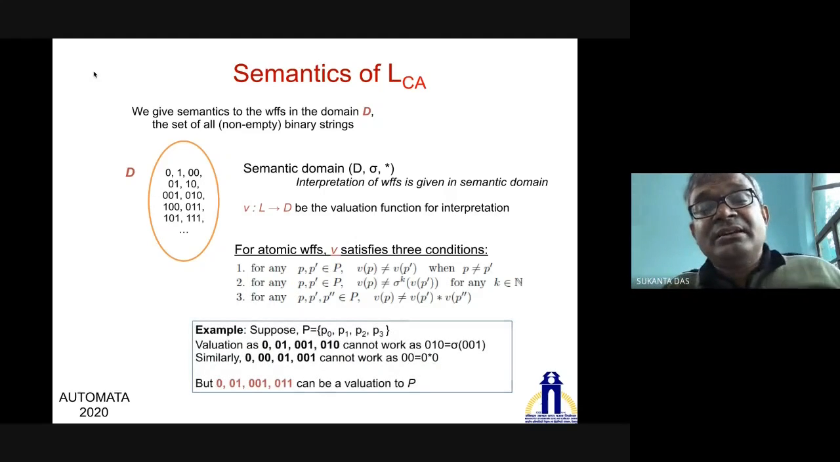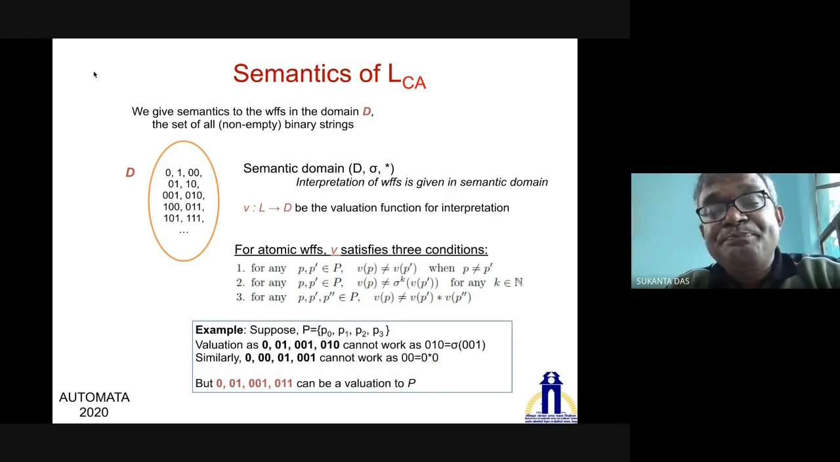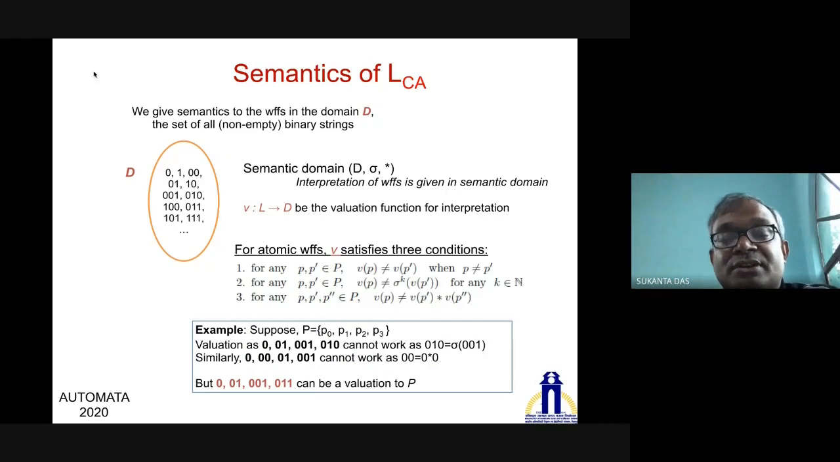Take an example. Suppose P is P0, P1, P2, P3. Now we are giving valuation. Suppose we consider the first one: 0, 001, 0, 01011. Can it work? No, because 010 is equal to sigma of 010, meaning one is a left shift of another. So this first one cannot be a valuation. Similarly, 0, 00, 0, 1, 0, 01 cannot work because 00 is nothing but 0 star 0. However, if I use 0 and 001, 0, 01011, it can be a valuation to P.